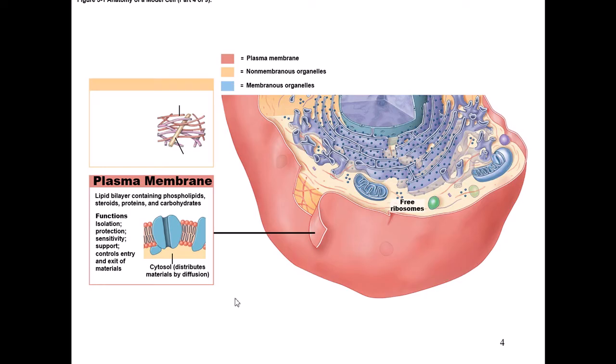So the cell membrane is a phospholipid bilayer. Again, think of its job primarily as being a barrier that separates the inside world from the outside world, but it does allow substances to pass in and out, and we say it is selectively permeable.